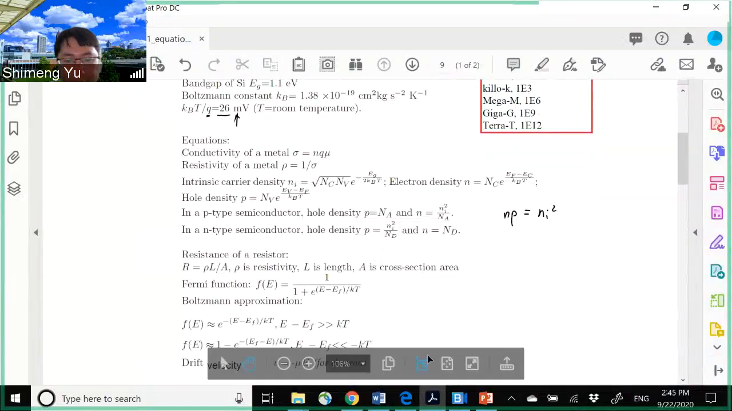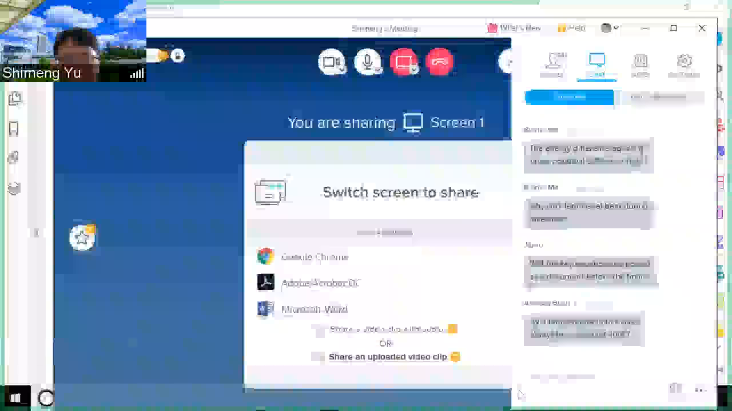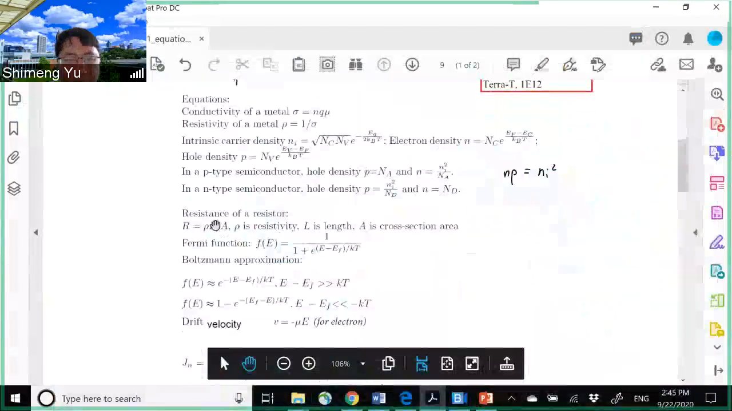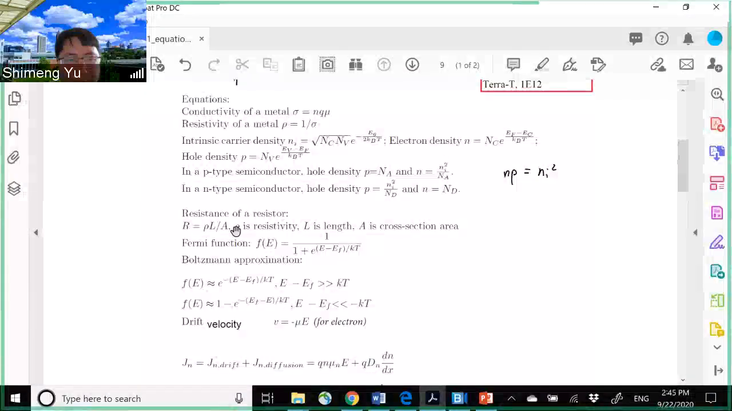Any questions? So for the resistance of the resistor, this is like Ohm's law. Resistance equals resistivity times the length divided by the cross-sectional area.